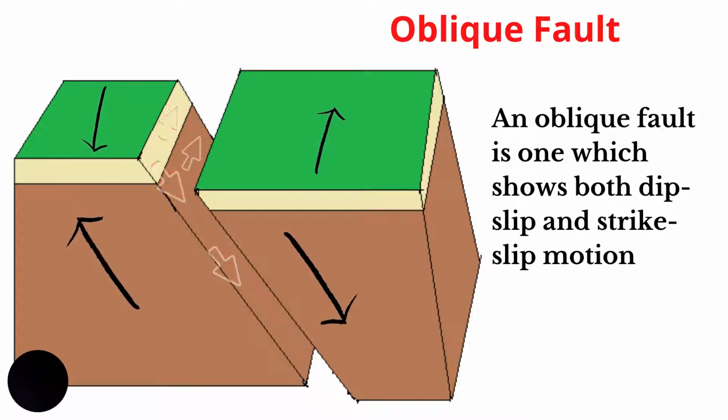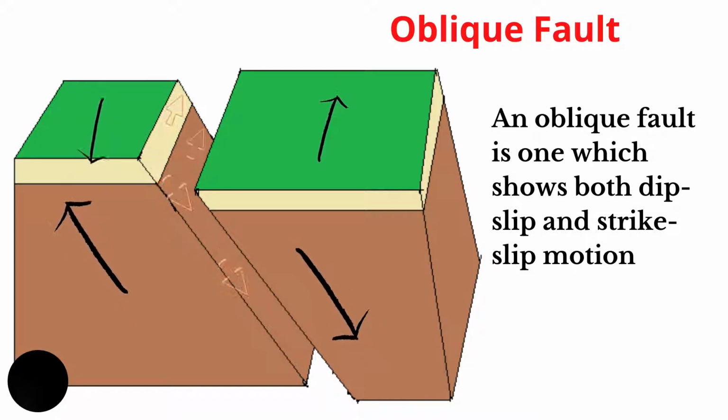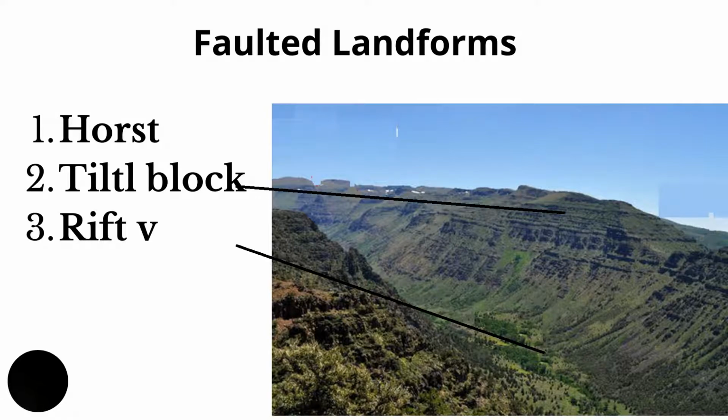Now, in some situations, we can have faulting occurring in both directions. So movement could be occurring along the strike and along the dip at the same time. In that case, we will call the fault an oblique fault. Now, faulting can result in the development of various landforms. Some of the major landforms that are created by faulting are horst, tilt block, and rift valley.